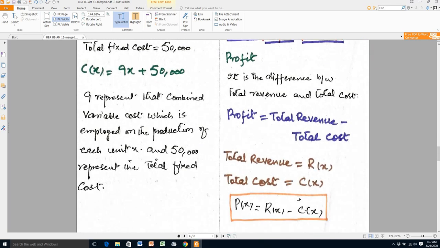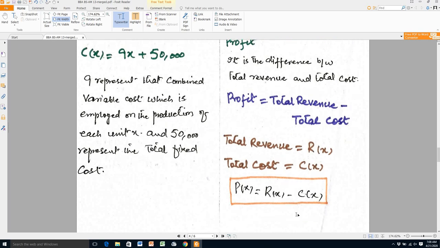In mathematical form, here we denote total revenue as R of X, total cost represented by C of X, and profit is represented by P of X. Then it is written as R of X minus C of X. Profit is equal to revenue minus cost.